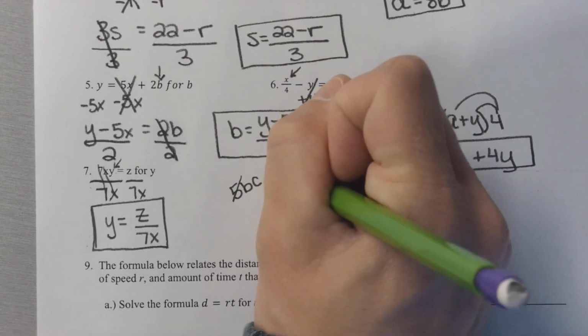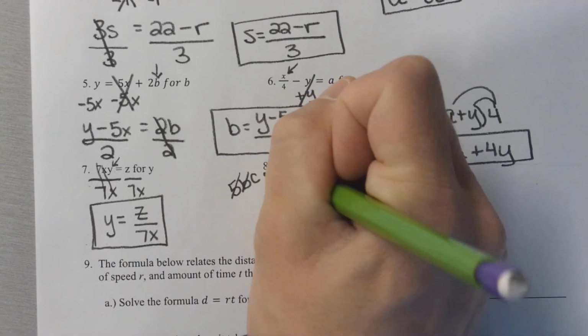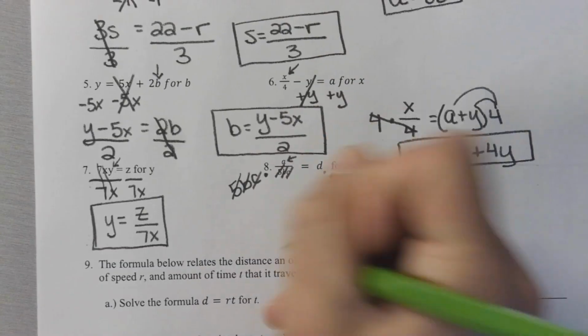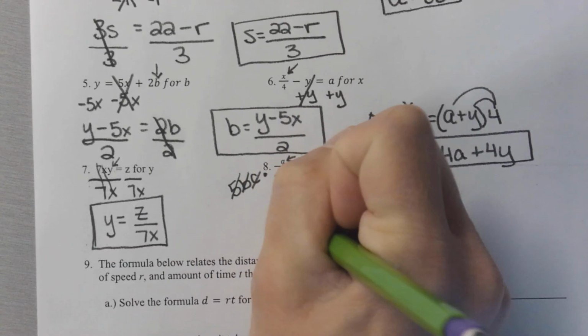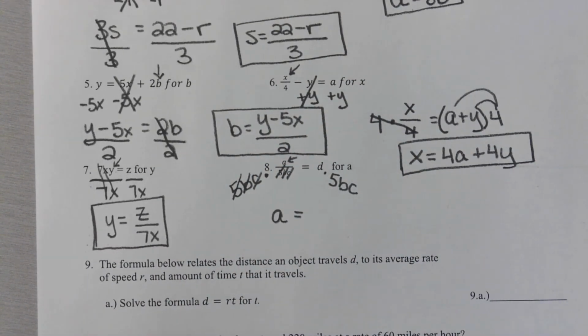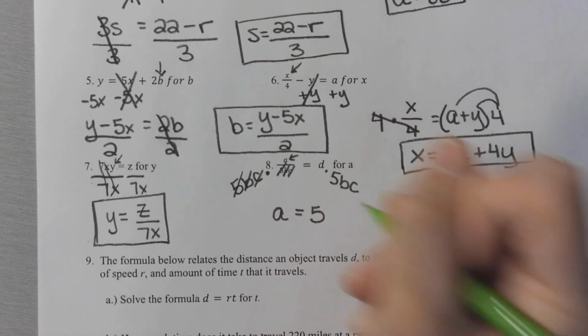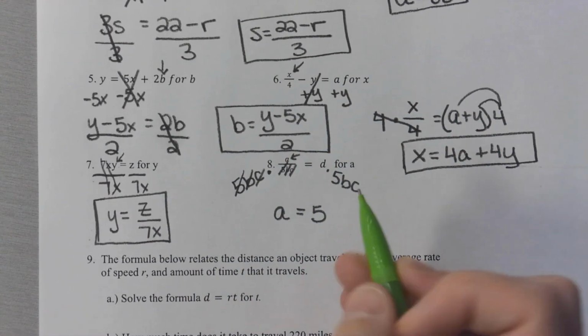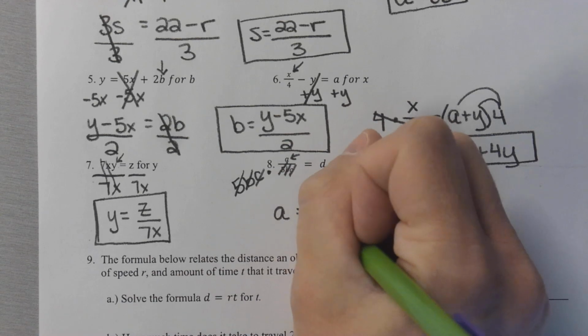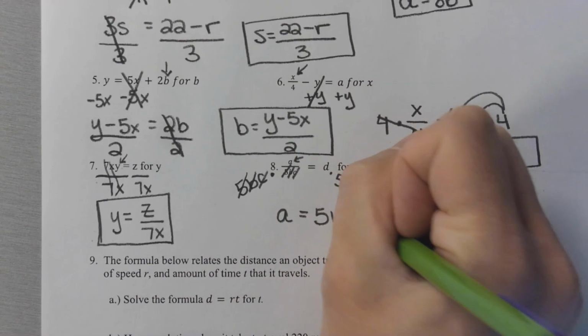So the 5's cancel, the B's cancel, the C's cancel, and I'm just left with A. So A gets its moment alone. Over here we have 5, and then again we like to go in alphabetical order. So B would come first, then C, then D.